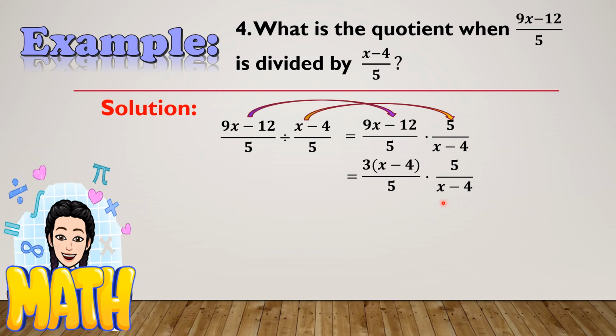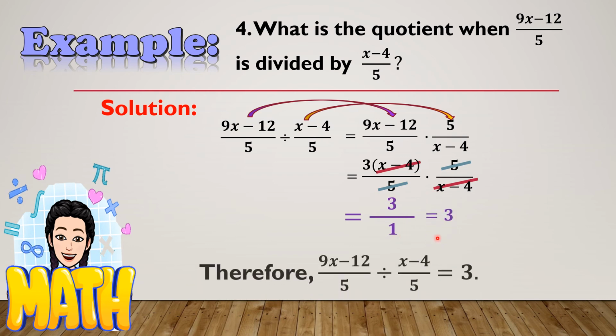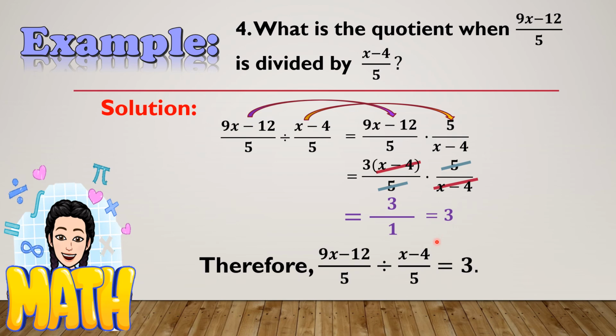As you can see, we can divide x minus 4 and 5. So, the remaining factors for the numerator is 3 and 1, which is equal to 3. And for the denominator, 1 na lang. So, we have 3 divided by 1 or 3. Therefore, the quotient is 3.